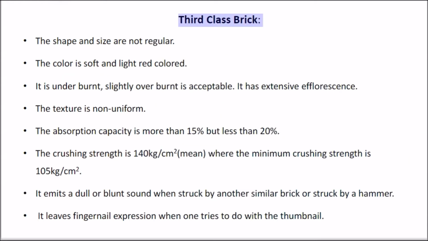Third-class brick. The shape and size are not regular. The color is soft and light red. It is underburnt. Slightly overburnt is acceptable. It has extensive efflorescence. The texture is non-uniform. The absorption capacity is more than 15% but less than 20%.